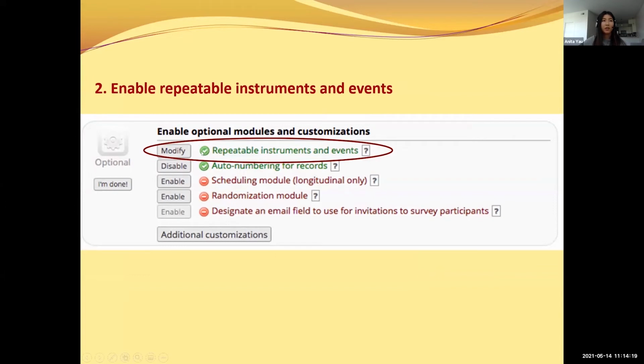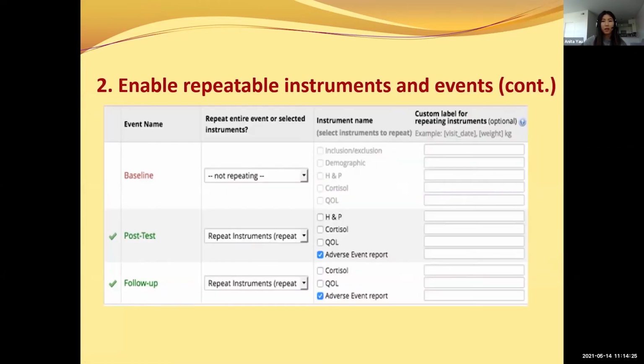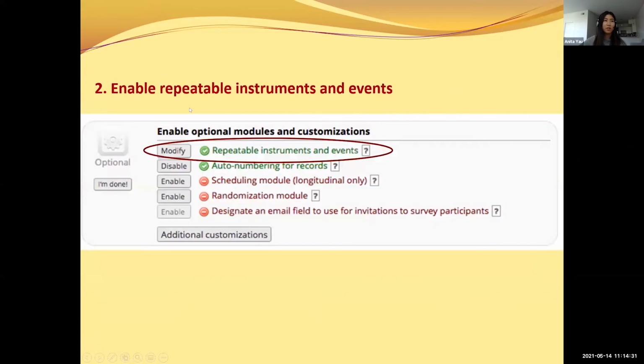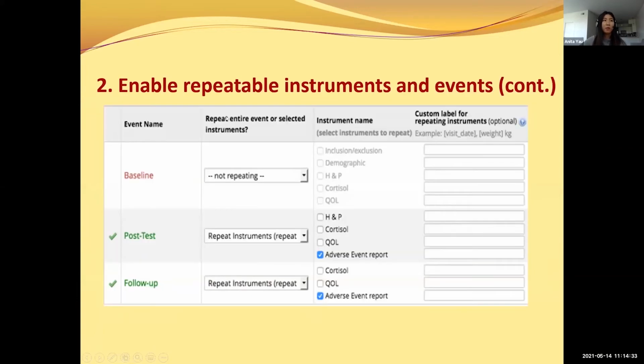And again, you'll see that it turns green and you'll see a green check mark, and that lets you know that you've enabled it. And then it will take you to this page when you select modify on the previous page. If you click on modify, it will open up this box right here. And remember, we assigned the adverse event report to post-test and follow-up events.